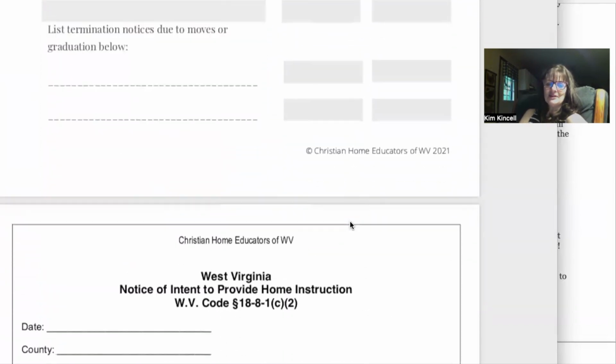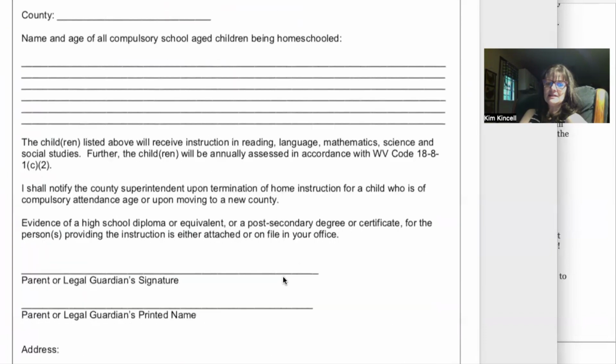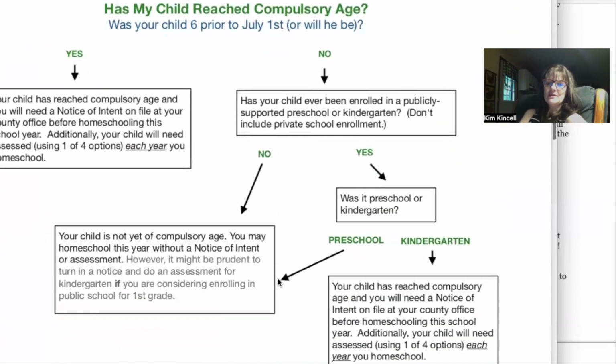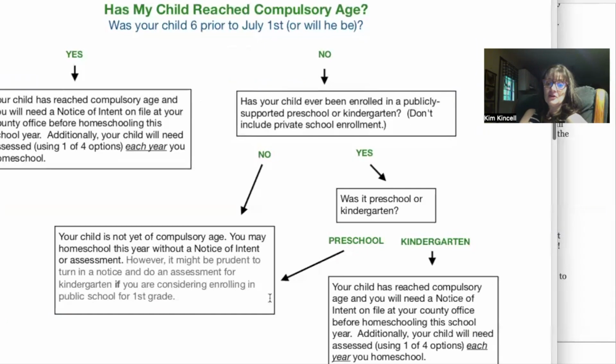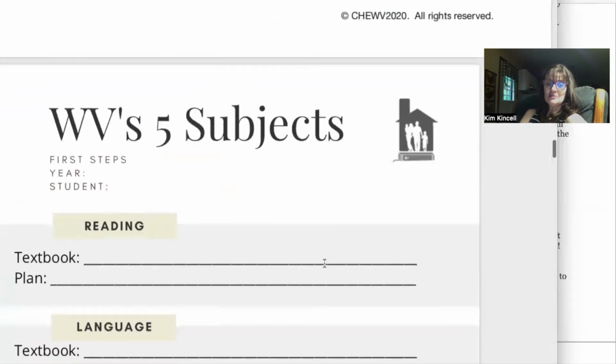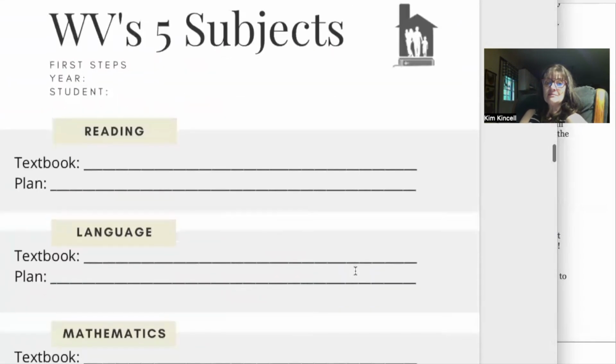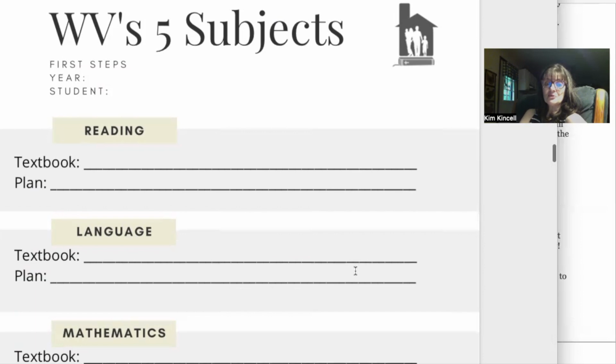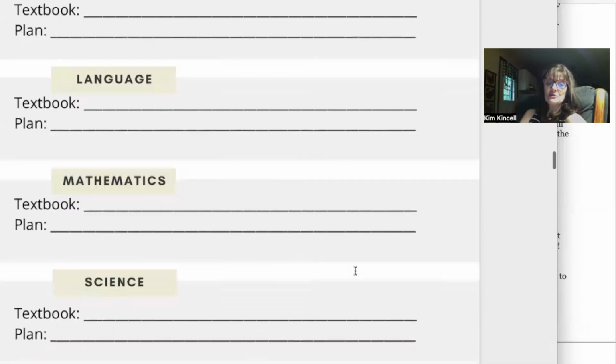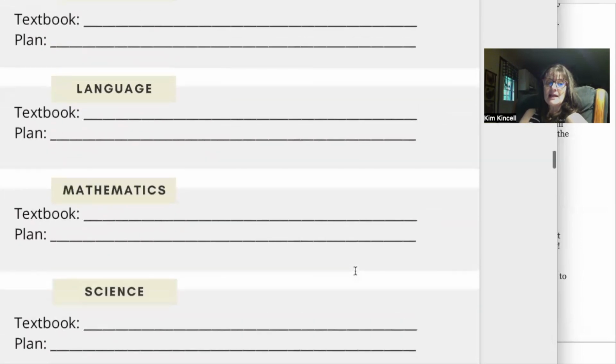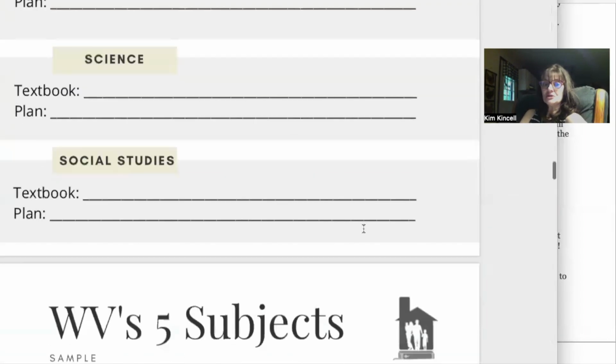Let's briefly take a look at the other things that are here. Here is the Notice of Intent. This is the compulsory flow chart. We used both of those resources in the previous video. We talked about the 5 required subjects when we talked about the Notice of Intent. And here's a form, optional, of course, that will allow you to look at those 5 subjects and have a plan for what you're going to do.